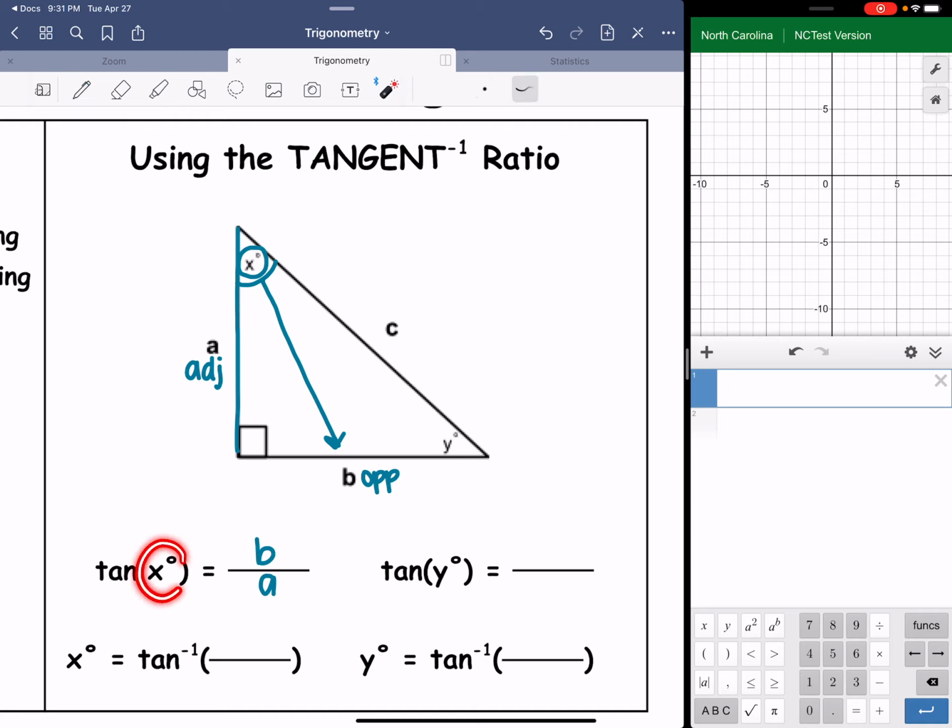Now to solve for x and get it by itself, we have to remove the tangent, meaning that we're going to remove it from here and apply it on the right side as tangent inverse. So x degrees is equal to tangent inverse of b over a.